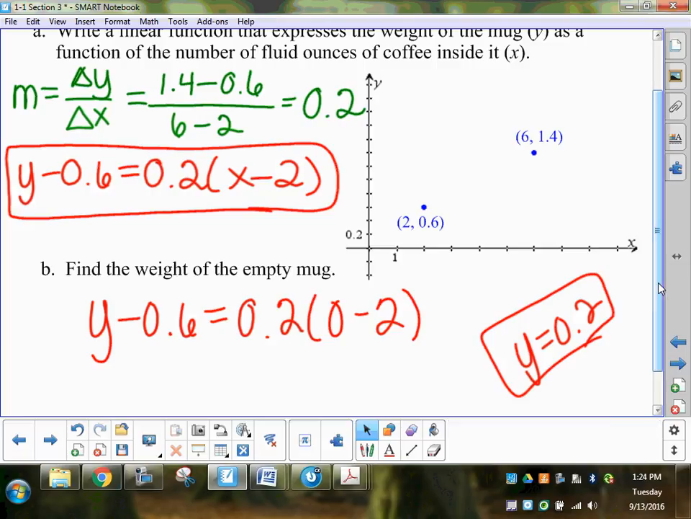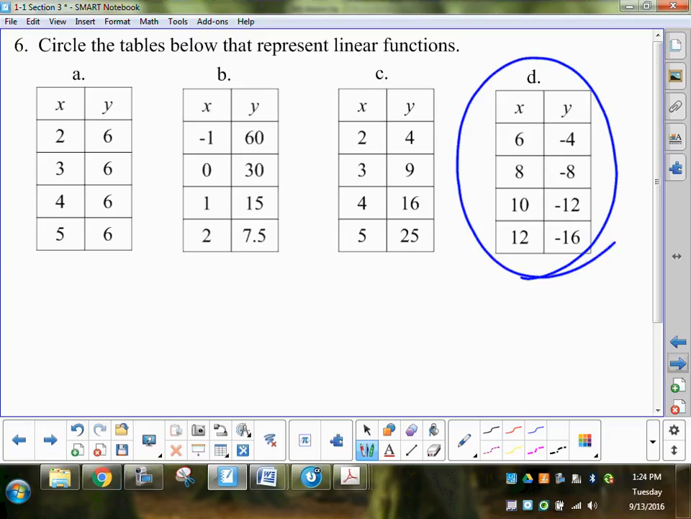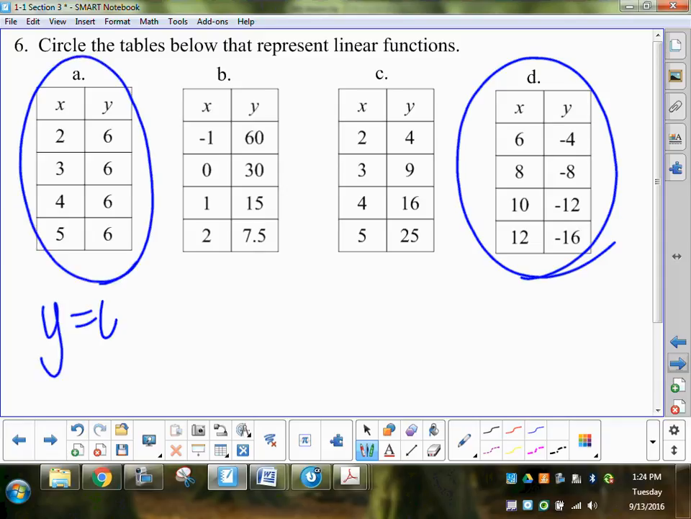We got one more to go through. Which ones, excuse me, are going to be linear? Take a look at the table. Which ones are linear? D is going to be linear. Who can tell me what else is going to be linear? Nope, because we're not going up by a constant amount. A. This is going to be a constant function. This would be y equals 6.